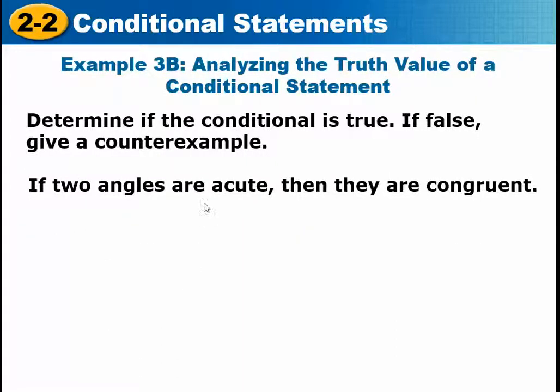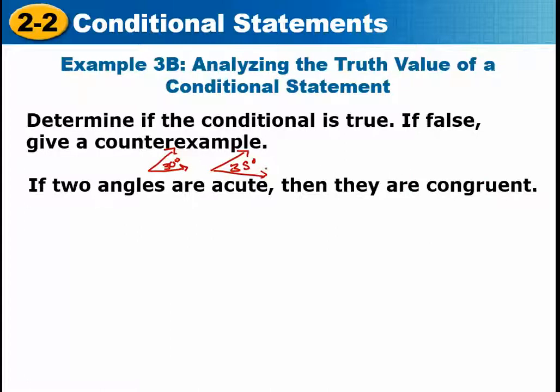Okay, if two angles are acute, then they are congruent. If two angles are acute. So if the hypothesis is true, I have to have two acute angles. Let's say I have a 30-degree angle and a 35-degree angle. Those are two acute angles. The hypothesis is true. The conclusion has to be that they are congruent.